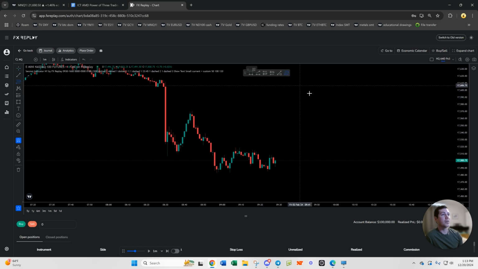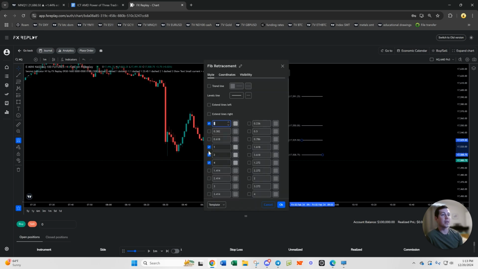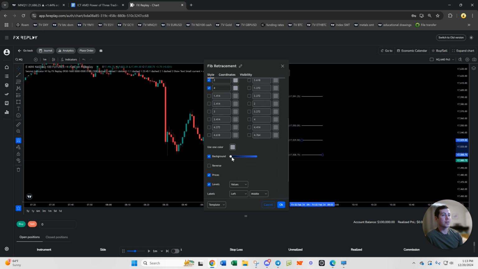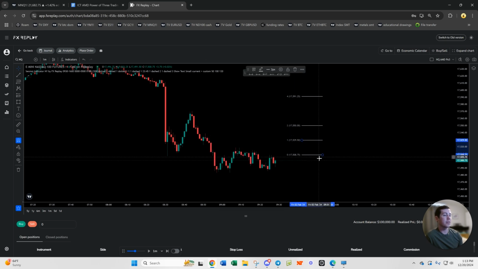And similarly with the fib retracement tool, I've got this thing here. I'll draw it so you can see better. I've got this drawn out so we can really only see the levels we care about, the 0, 1, 2, and 4. All I did was come in here and remove all the other levels. Then I also turned off the background and the trend line, so I'm really only seeing these levels to keep our charts as clean as possible.